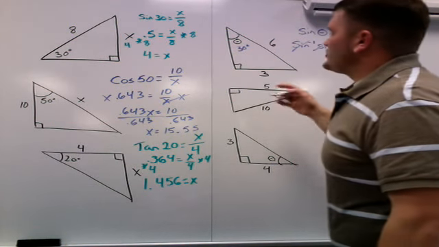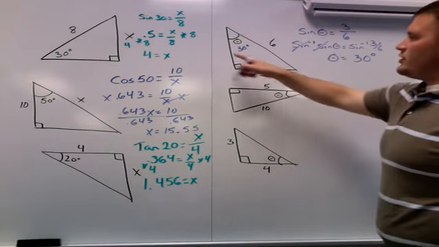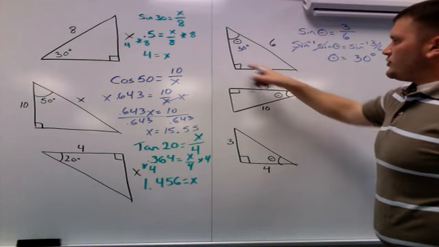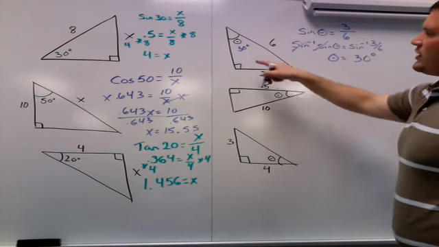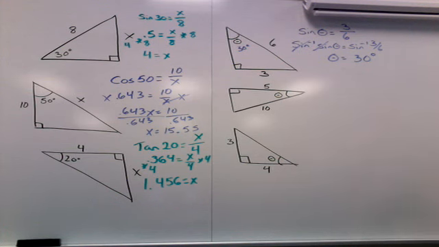Now, if they went on to ask me to solve this triangle, we could use Pythagorean theorem to find this side, a squared plus b squared equals c squared, and we could use angle sum theorem to find that one. Do 180 minus 90 minus 30, which would make that 60.